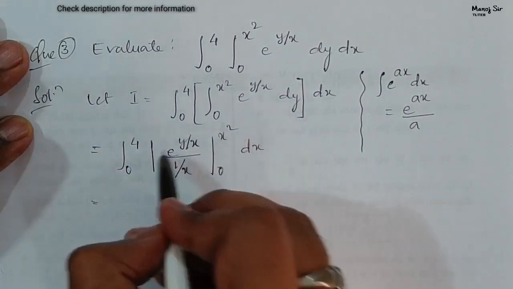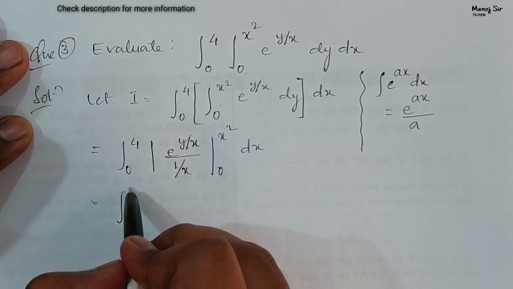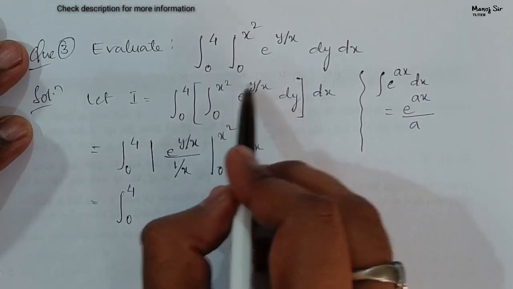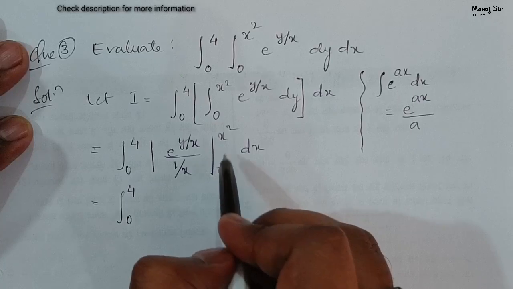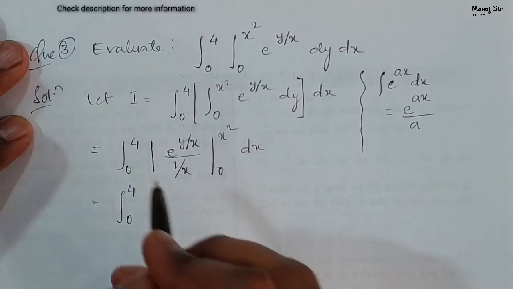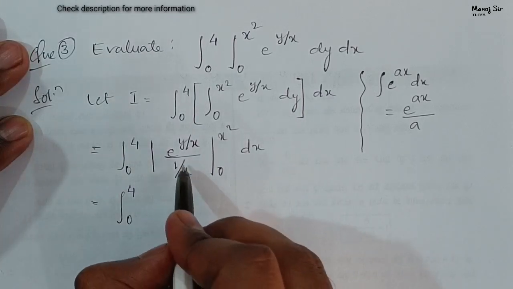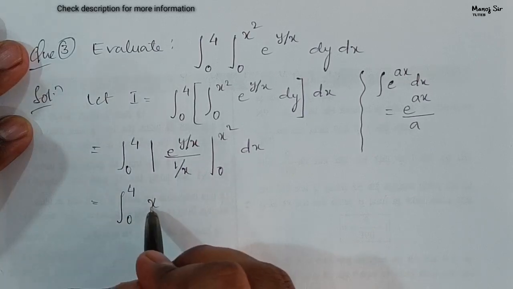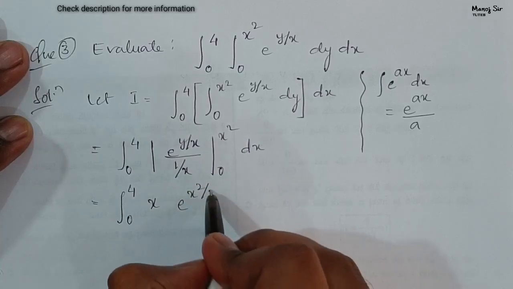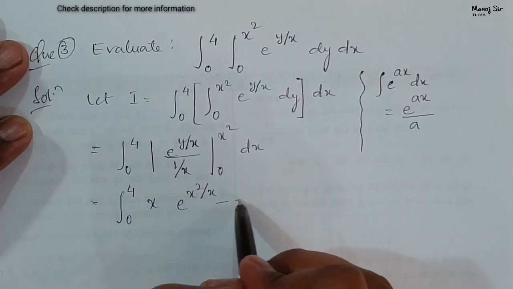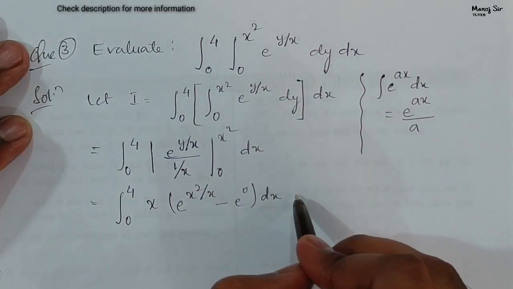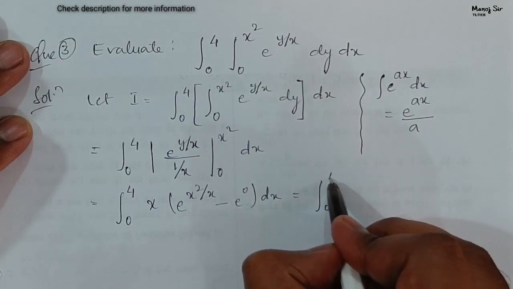Now, we will put the limits on applying the limit in place of y, because we have integrated this function with respect to y and the limits are of y. So, in place of y, we will put x square as the upper limit, then the lower limit as 0. Here 1 upon x in the denominator will become x. Now, on putting limits, you will get e to the power x square upon x minus e to the power 0, dx. Now, we can say integration 0 to 4.